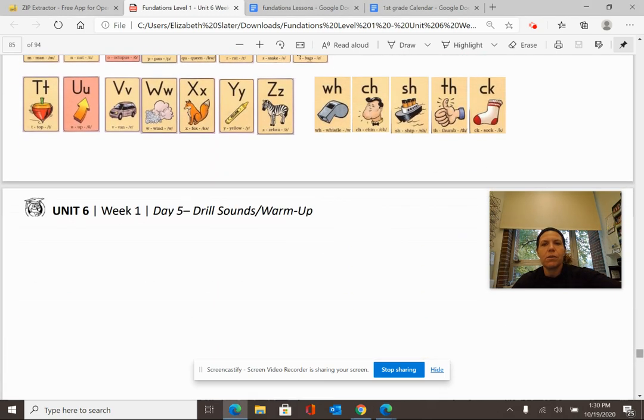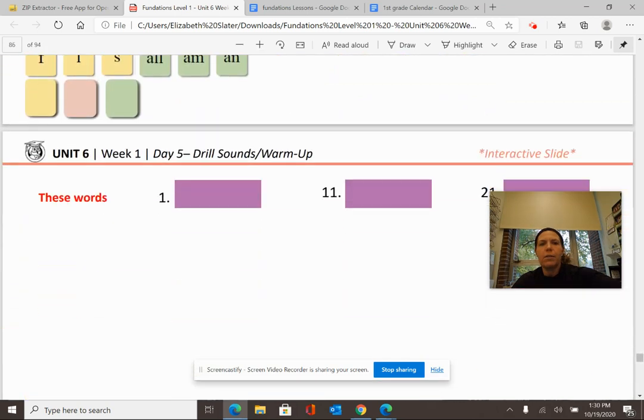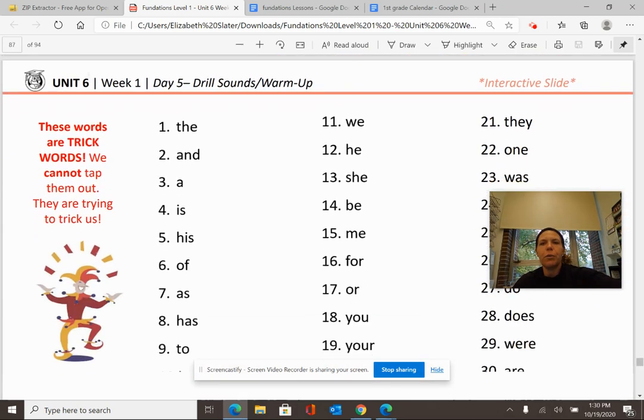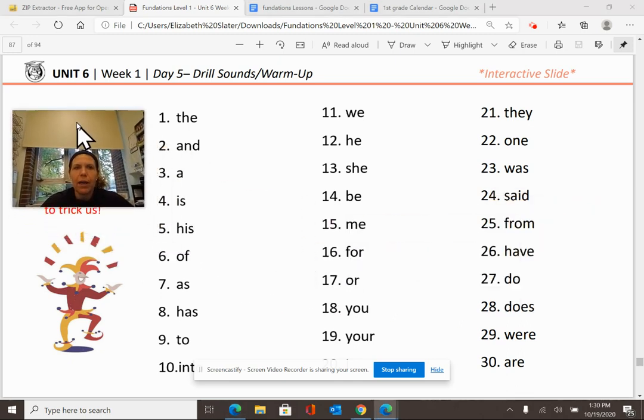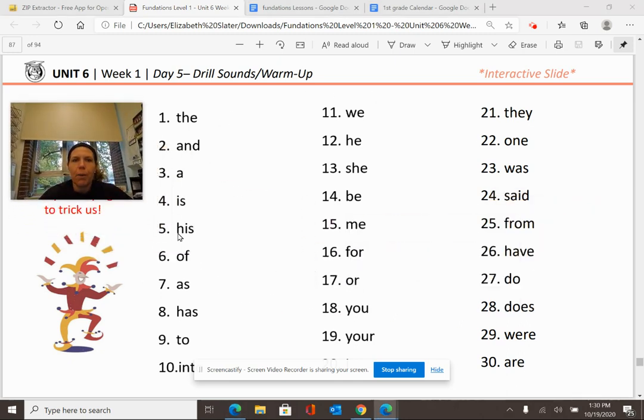Nice job, boys and girls. We're going to move on to our trick words, and we're going to read them together. We're going to start at 30 and work our way backwards this time. So let's read them together.